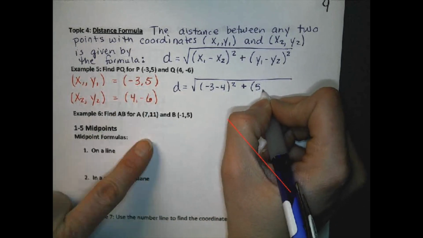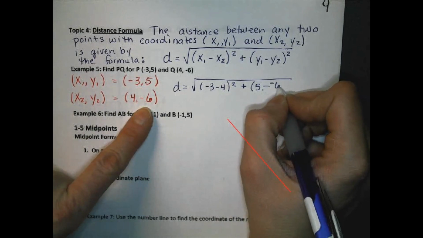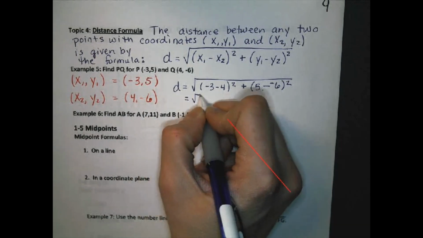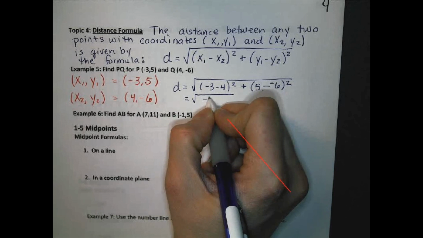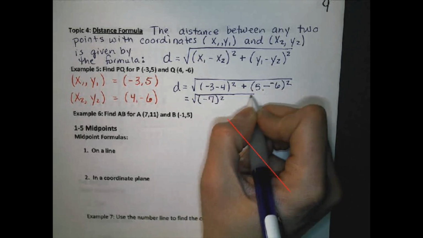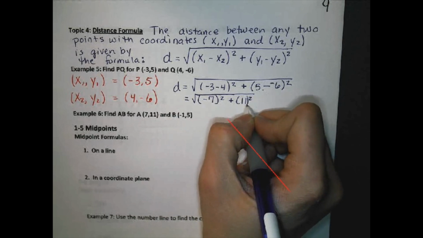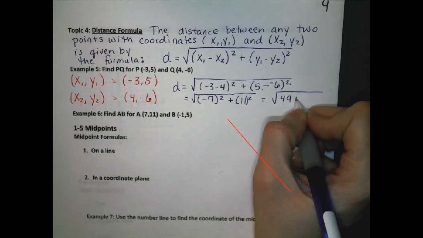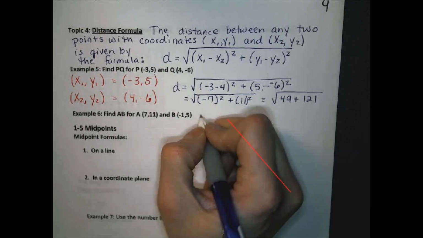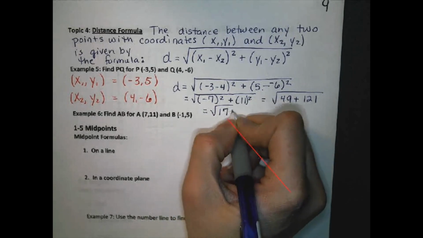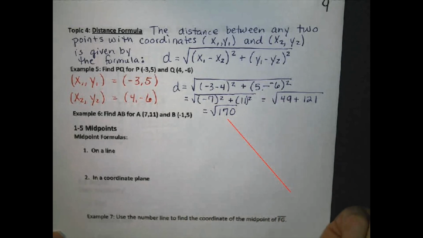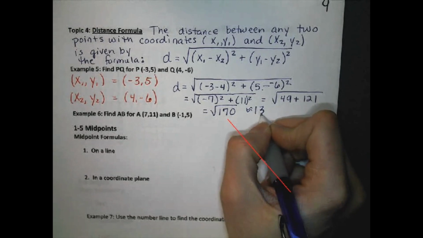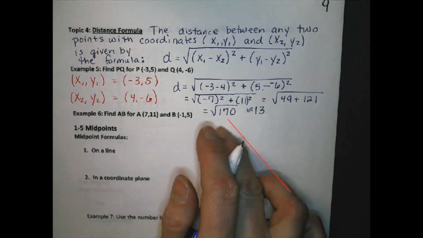When I simplify, I will get the square root of -7 squared plus 11 squared. That gives me the square root of 49 plus 121, which equals the square root of 170. If I find the square root of 170, that's going to be approximately 13. 13 squared is actually 169, but it's approximate. Example 6, I'll save for you to do on your own if you choose to do so. Right now, we're going to move on to midpoints.